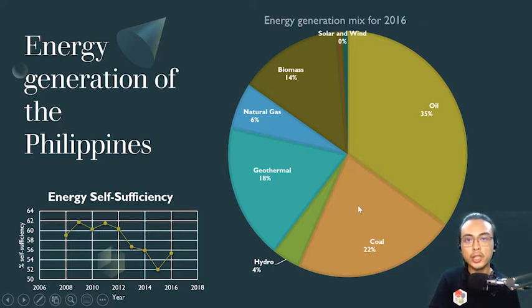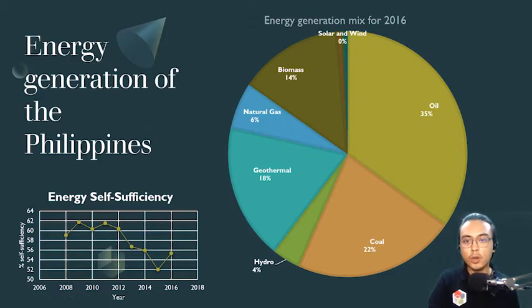But the good news is, a big chunk of our energy generation also comes from renewable sources of energy such as geothermal, biomass energy, and hydroelectric energy. And looking at this chart, solar power and wind power represent only a very small portion of our total generation. That could mean that we still have some space for the expansion of our solar photovoltaic technologies.